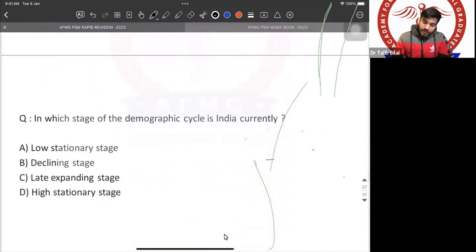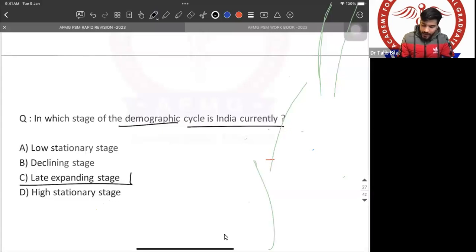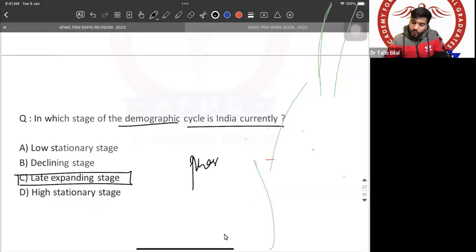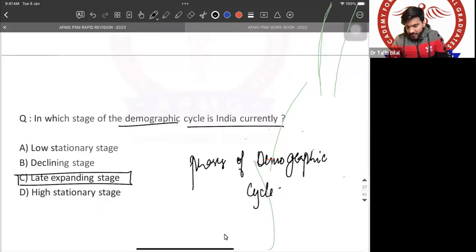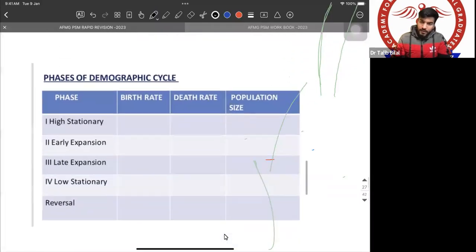In which stage of the demographic cycle is India currently? कौन सा stage है? It's again a PYQ. The answer is C, late expanding stage. So let's discuss the phases of the demographic cycle.